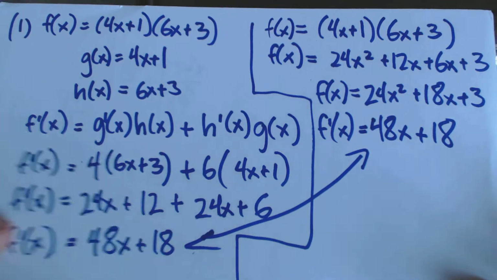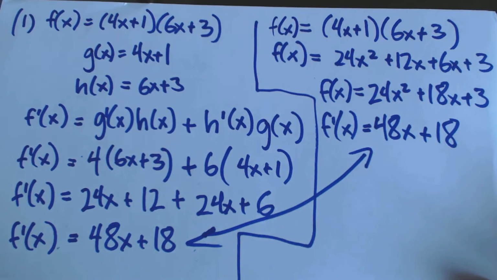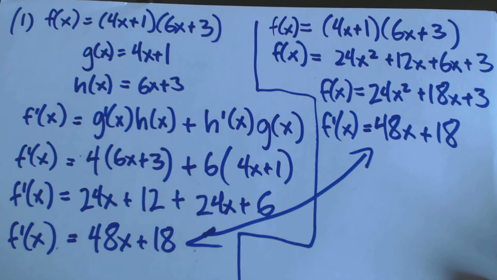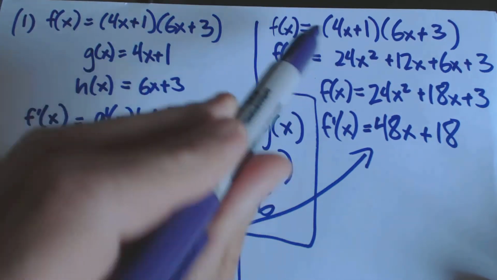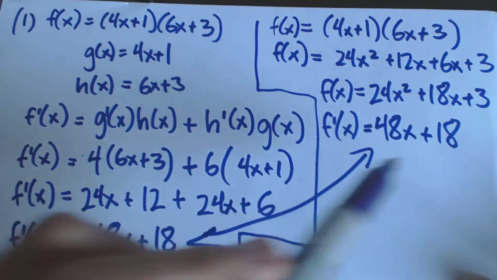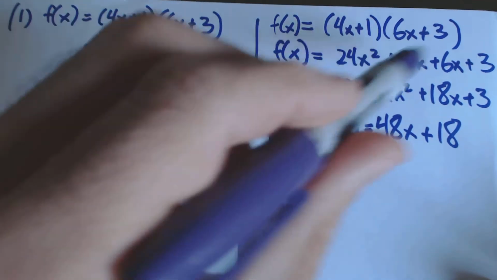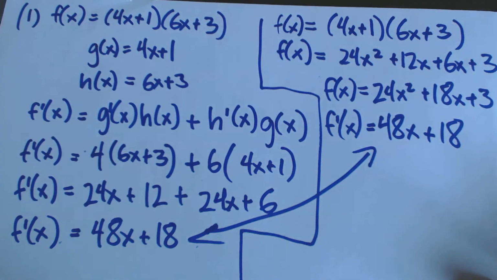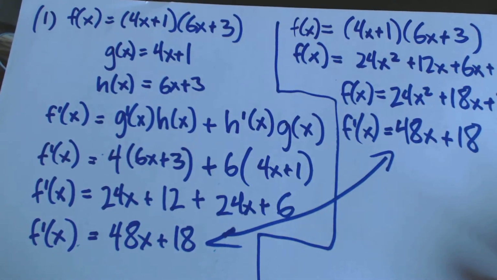So you could use either method. On an exam, unless I explicitly ask you to use the product rule, you don't have to use it. If you're given this function, you could just multiply it out as I did here and take the derivative of the individual terms as we did here. So it'll be up to you unless I explicitly say so.